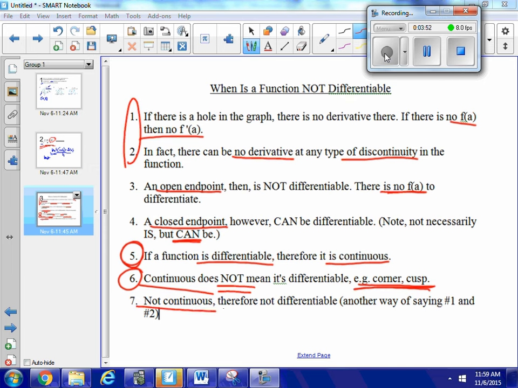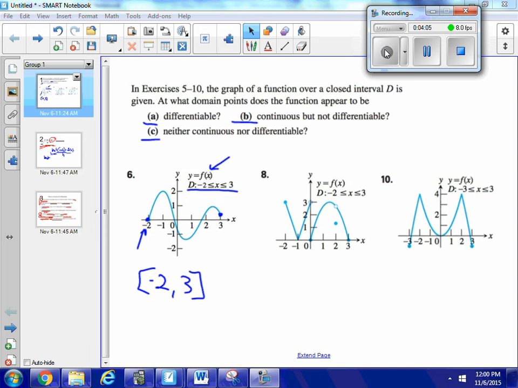Problem number 1. This graph is smooth and continuous, no gaps, no points of discontinuity, closed endpoints. I would say that this function is differentiable over the entire domain of -2 to 3. There are no points where it is continuous but not differentiable. It's differentiable everywhere. And there are no points where it is neither continuous nor differentiable. That would be a gap, a point of discontinuity.